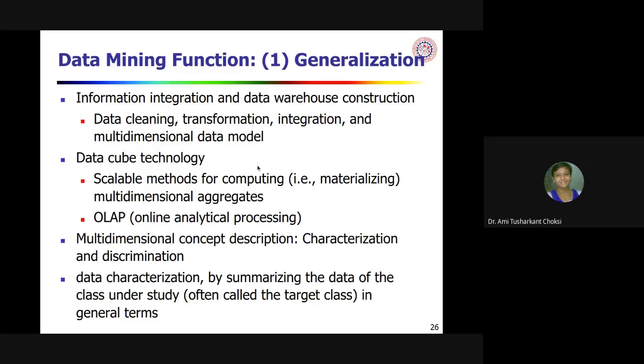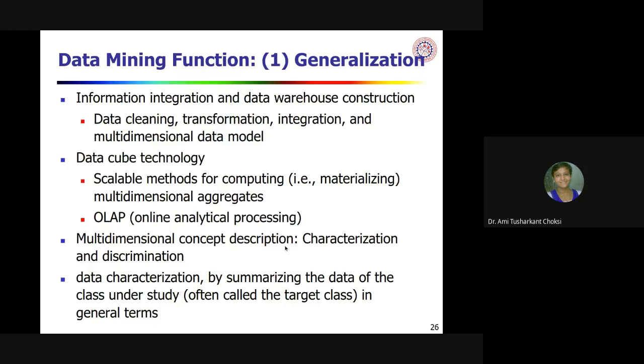Data cube technology, what is that? That is scalable methods for computing multi-dimensional aggregates. Multi-dimensional data is there, not only one-dimensional, and in that we are taking aggregates. For example, we are taking the sum, the average, or finding the minimum or maximum or anything like that. For that we can use online analytical processing, which is called OLAP.